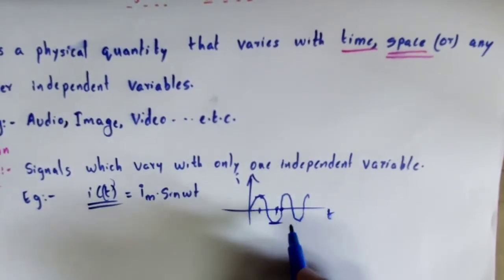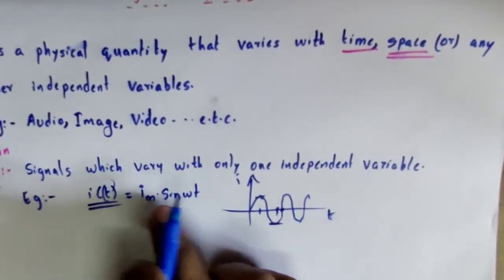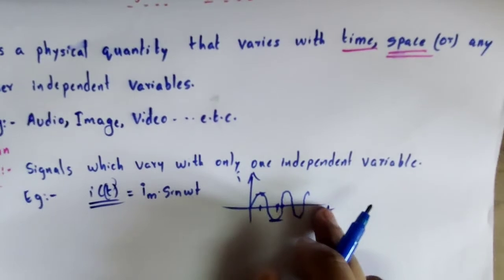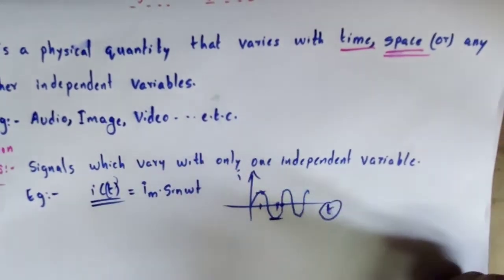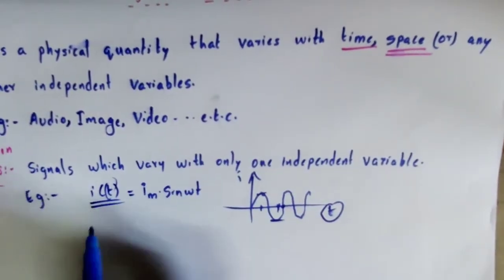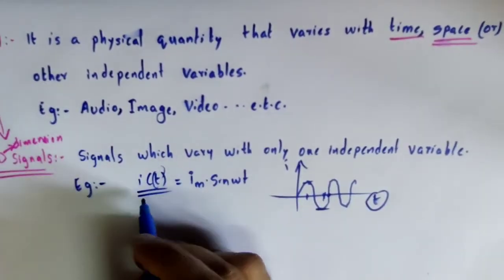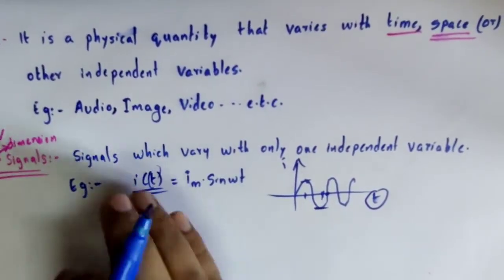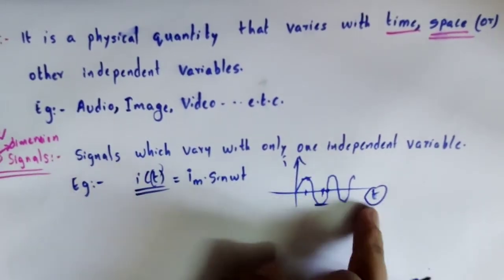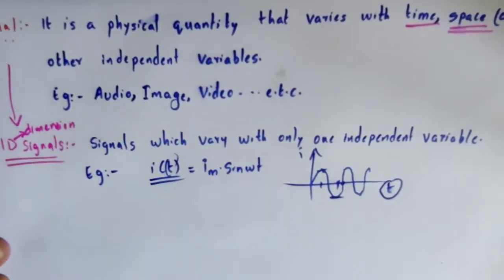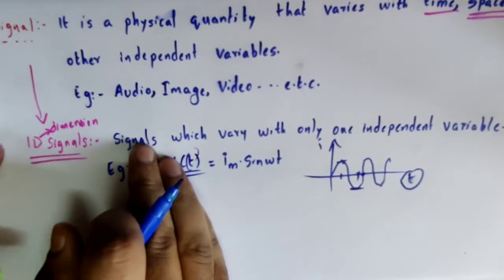So in this way, the current is varying with respect to one independent variable known as time. So that is why this current here is known as a one-dimensional signal. Here, current is also a physical quantity which is varying with respect to time. That is why you say this current is a one-dimensional signal.